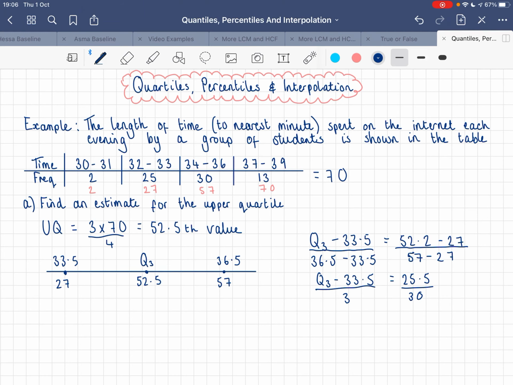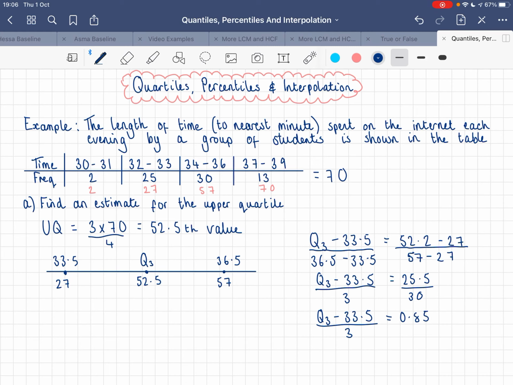So our data point, our 52.5, is 25.5 over 30, is 25.5 30ths of the way through the interval. Okay, I'm going to change it to a decimal just to make the calculation a little bit more straightforward. I'm possibly going to run out of room, but let's just keep going. So 25.5 over 30 is 0.85 as a decimal.